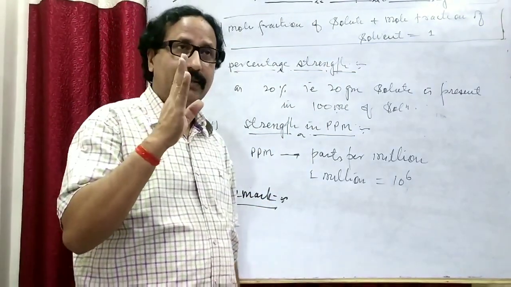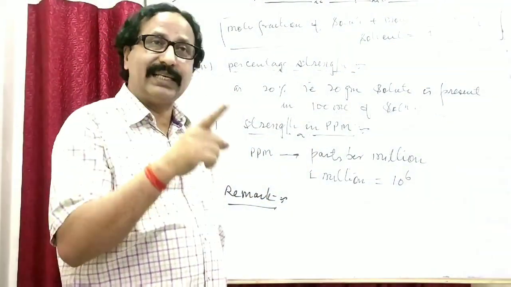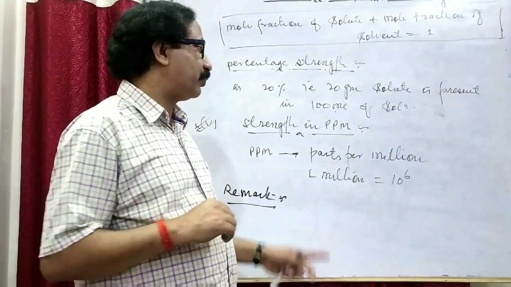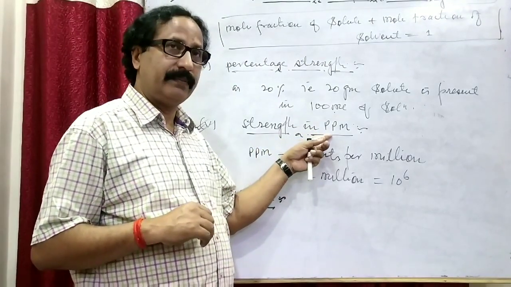For example, to decide the strength of hard water, we have to use ppm.